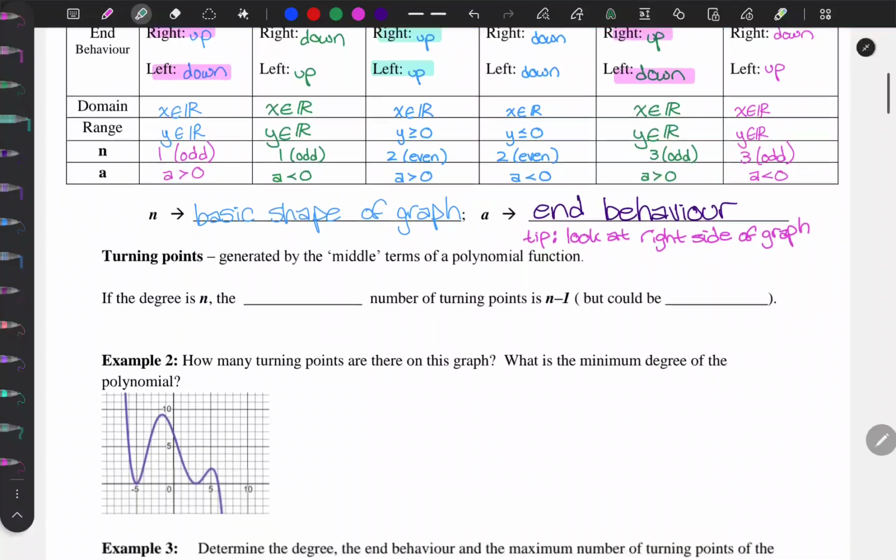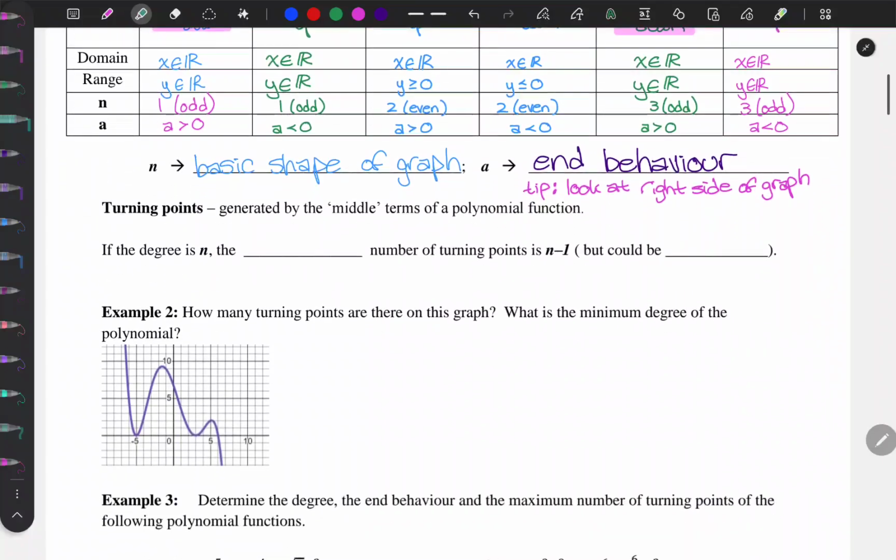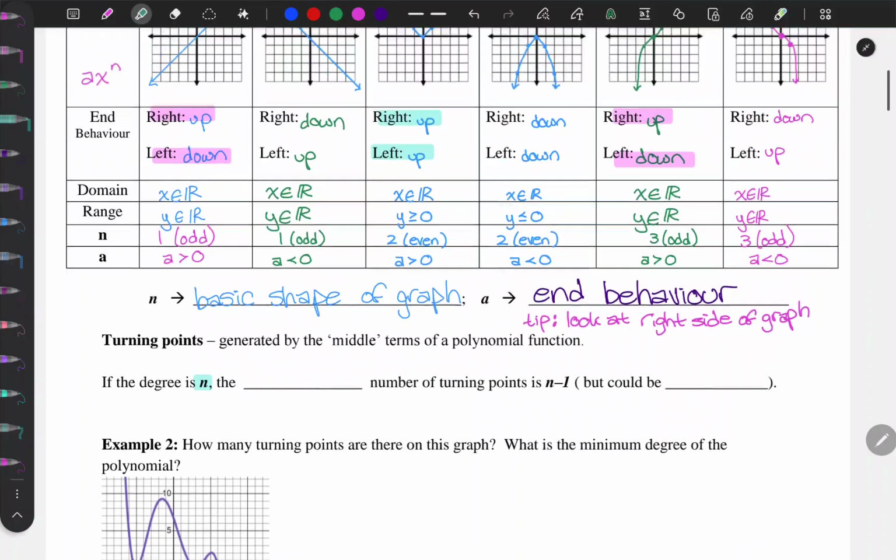All right, going on to our next concept. Our next concept is turning points. Turning points are anywhere where the graph changes direction. They are generated by the middle terms of the polynomial function. If we have a function with a degree of n, think about the maximum number of turning points.